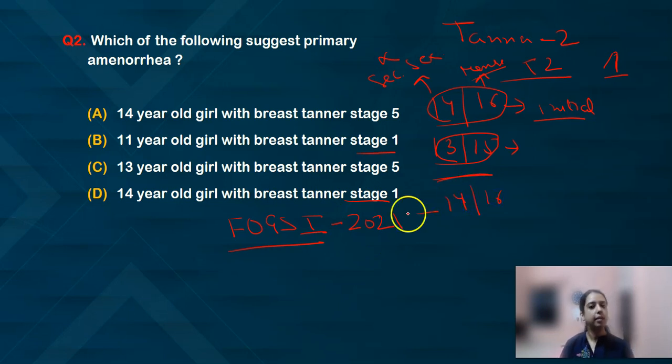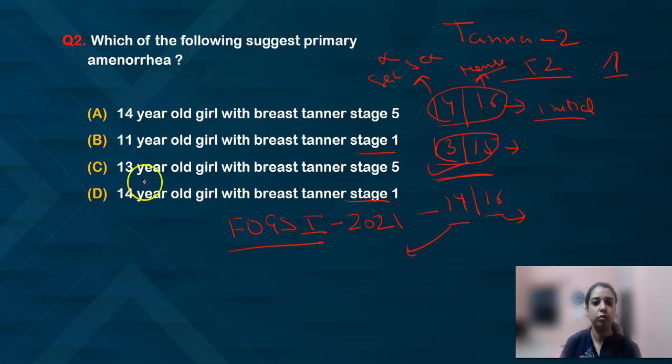So the Indian guidelines have not made this change. For Indian girls, still the definition is 14-16. Any girl who has not got secondary sexual characters at age of 14, or any girl who has got secondary sexual characters but not having menses till age of 16 is called primary amenorrhea.